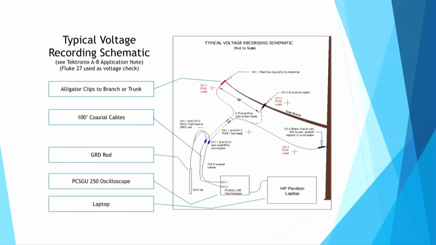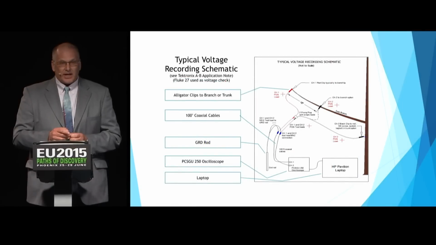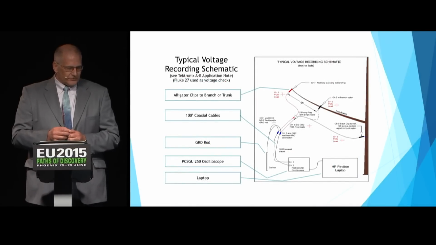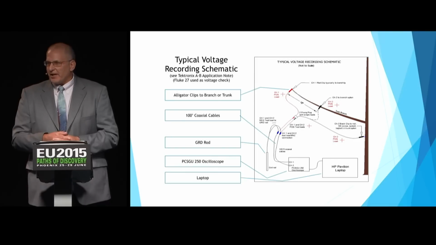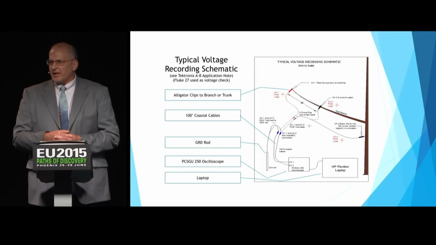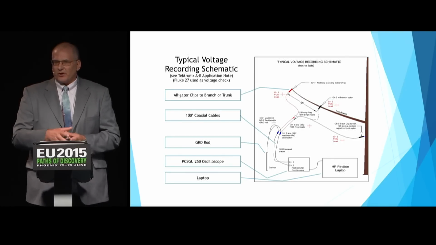Typically the clips were hooked to the end of the branch or 18 inches down the branch or the trunk of the tree, and those would be the positive leads on the oscilloscope. There's a ground rod, which is usually 7 feet away from the tree. The laptop I always operated on battery power, so there wouldn't be any harmonics interference. And I also shut off all the equipment in the shop to make sure that wasn't interfering.